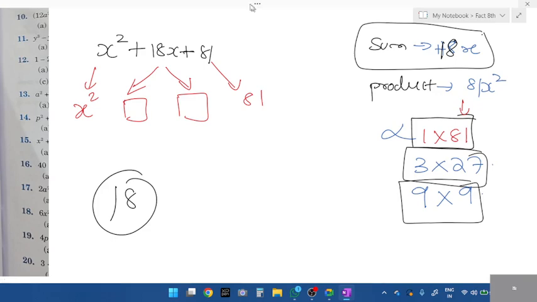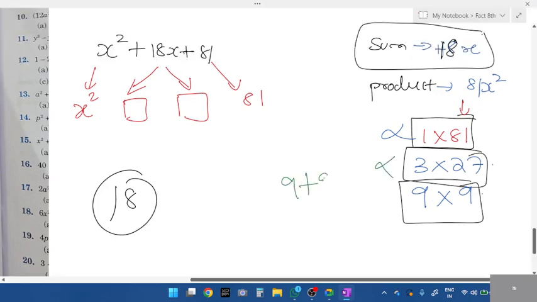What about the third pair, students? Let's check the third pair. What is 9 plus 9 and 9 minus 9? What is 9 plus 9? 18. Are we getting 18? So which pair do we have to choose out of first, second, third? So we are done with the second step.